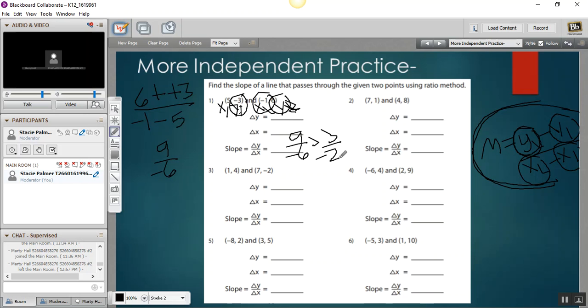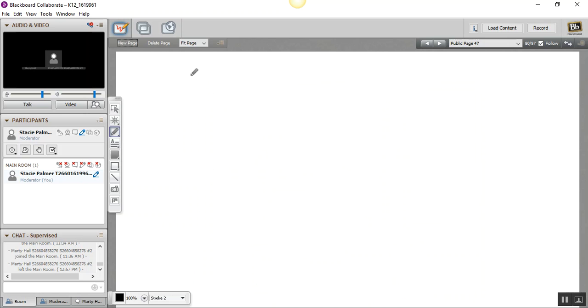3 goes into 6, -2. Both of these are correct answers. Okay, let's go ahead and do this one, 7, 1, and 4, 8. I'm going to just write this on a new page so that I can write as big as I want.